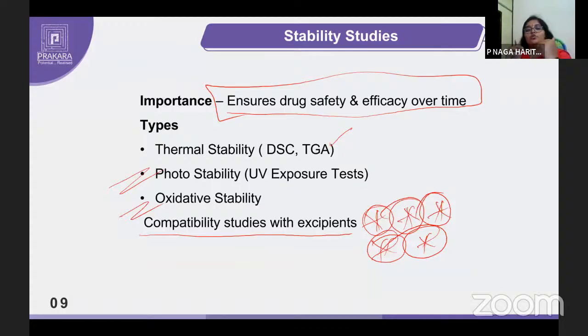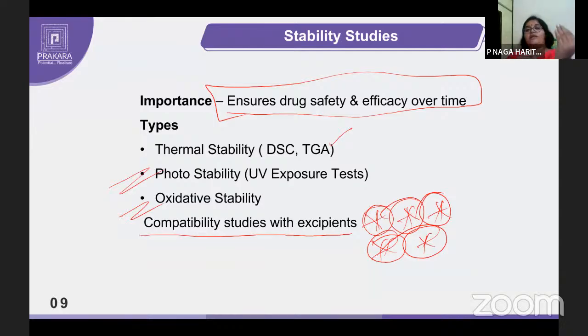So here you need to know what is exactly happening when the drug is coming in contact with the excipient. So you need to see whether your drug is properly compatible with the excipient or not. If it is not compatible, what type of incompatibility you are seeing, whether it is a physical incompatibility or a chemical incompatibility. Okay, again, we cannot go for therapeutic incompatibility because you do not have the formulation yet. So you can see only whether it undergoes some physical incompatibility or chemical incompatibility.